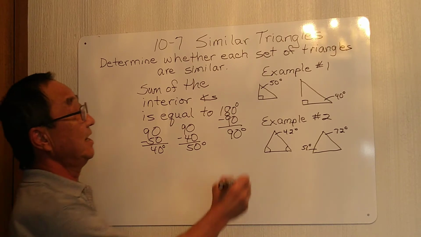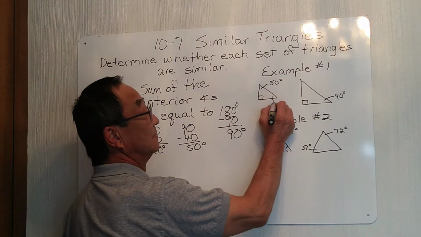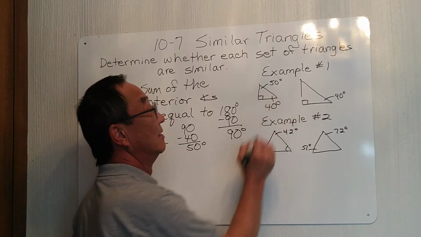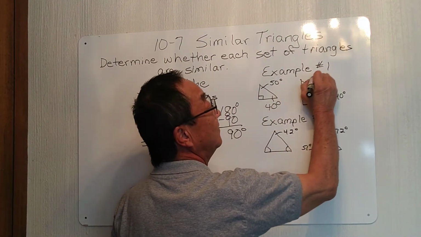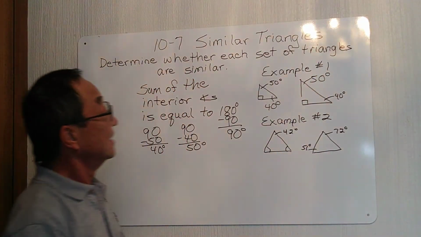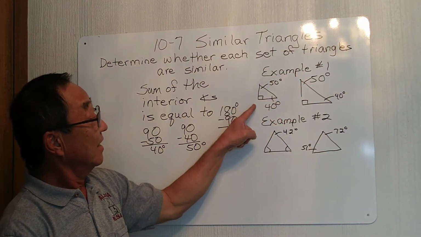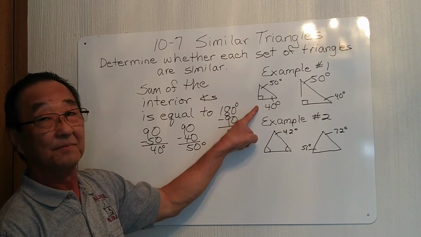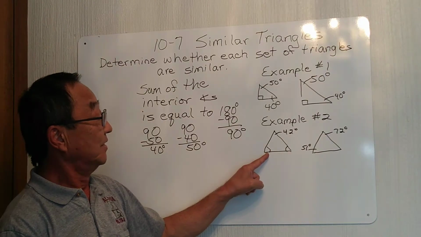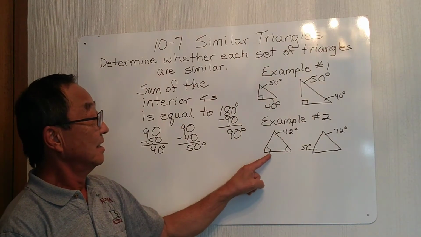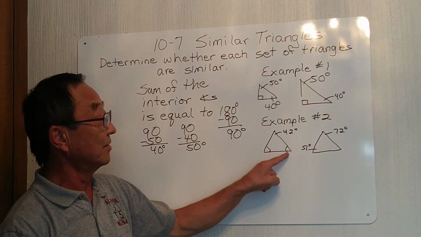So as you can see, this angle here is 40 degrees, and this angle up here is 50 degrees. And since these angles correspond to each other and are the same, then these two triangles are similar. Okay, in example 2, this symbol right here represents these two angles are congruent or equal to each other.